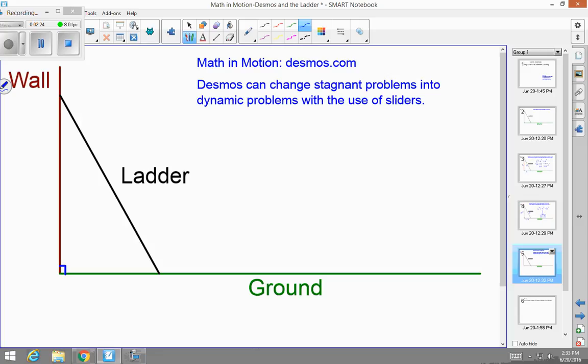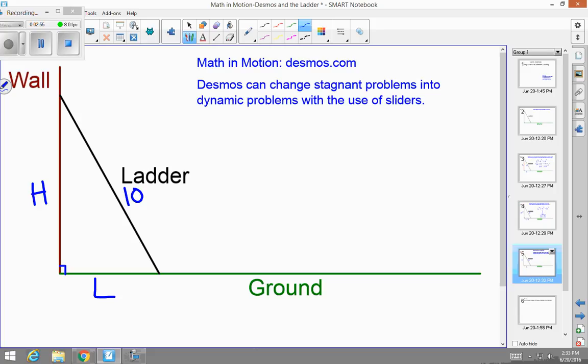What Desmos can do is animate that movement. So at desmos.com, which we'll take a look at here, everything's free and you can really make a story dynamic. So you could keep that ladder 10. You could call that ground L. You can make the height up the wall H, but I want L and H to always be changing. I don't want L to always be 6 and H always to be 8. I want to watch it as the ladder slides down.